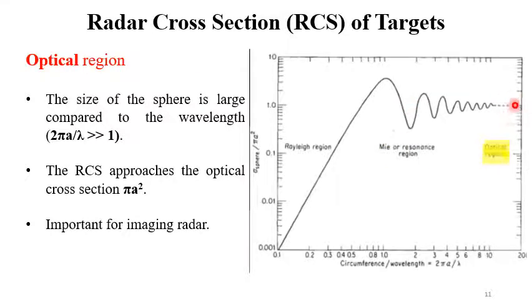Now we will consider the optical region, this one. Here the size of the sphere is large compared to the wavelength. That means 2 pi a by lambda is much greater than 1. The RCS approaches the optical cross section pi a square. Optical cross section means geometric cross section. So it is important for imaging type of radar. So these are three different regions of this plot and their characteristics.